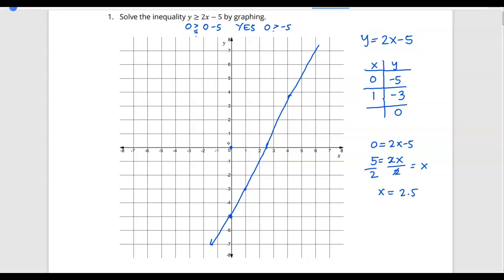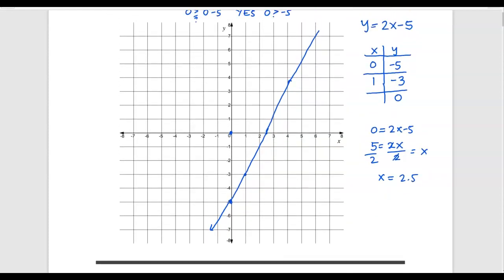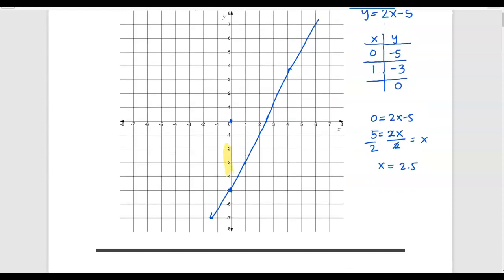So therefore, this point here is on that region, and since this one is satisfied, we will say that this region here, the upper region here, let's highlight that, the upper region here is the solution to our inequality. So this is the solution.